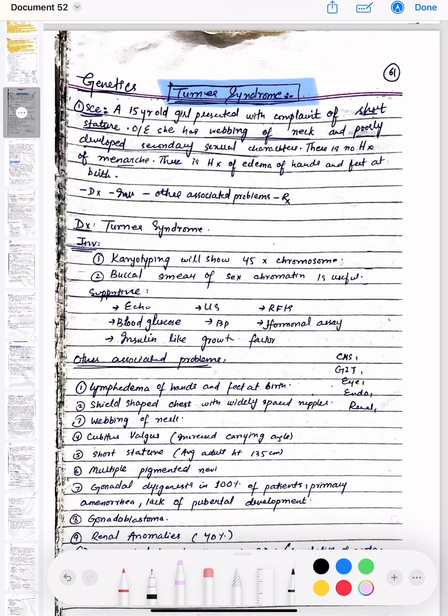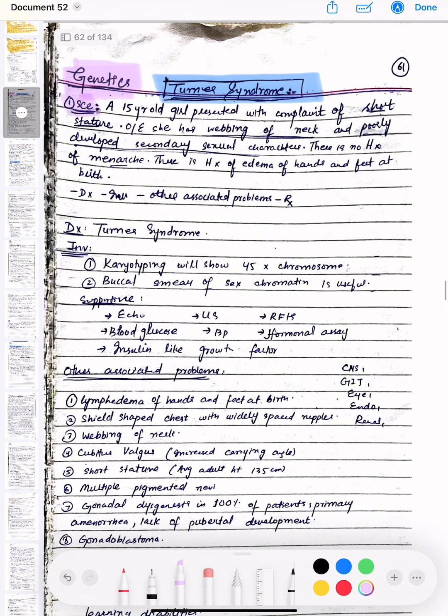So we are going to start the unit genetics from pediatrics, and we will discuss the topics Turner syndrome, Down syndrome and Klinefelter syndrome in this video. So we have a scenario of Turner syndrome: a 15-year-old girl presented with a complaint of short stature. On examination, she has webbing of the neck and poorly developed secondary sexual characters.